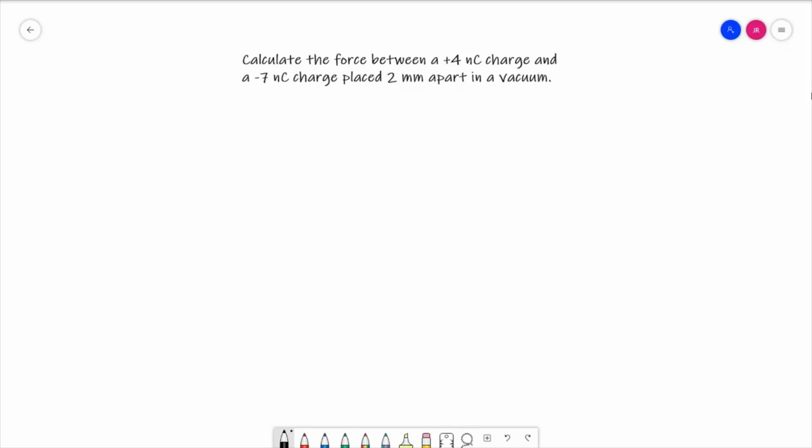So now let's try an example. Calculate the force between a plus 4 nanocoulomb charge and a minus 7 nanocoulomb charge placed 2 millimeters apart in a vacuum. As usual, pause the video, have a go yourself and come back once you've got an answer.